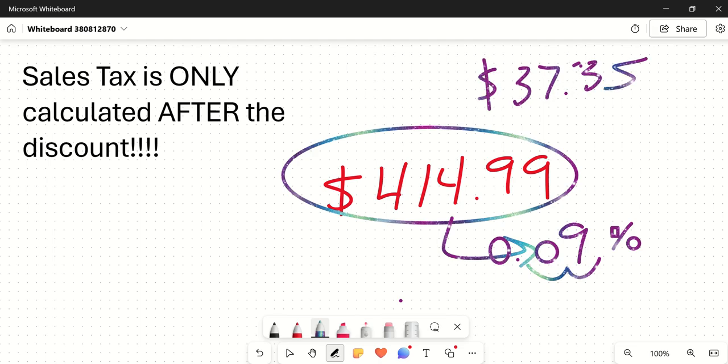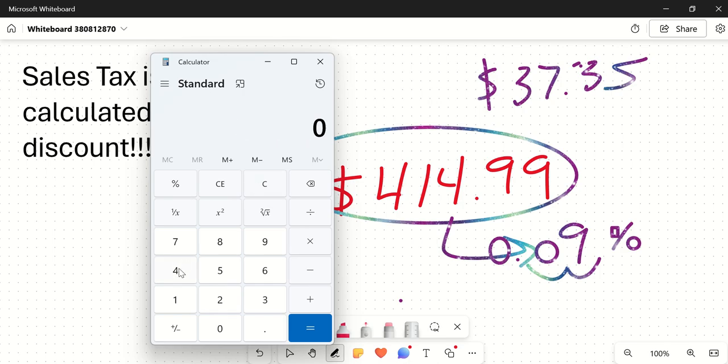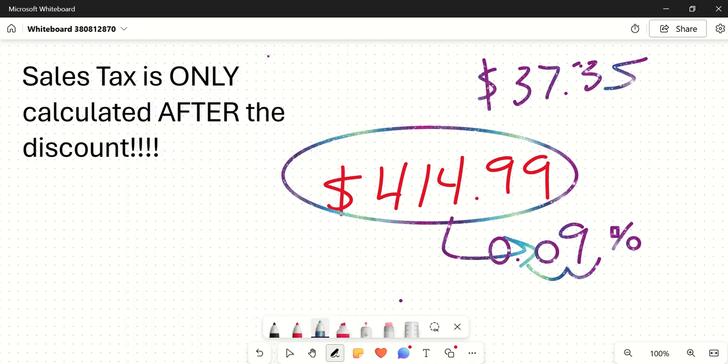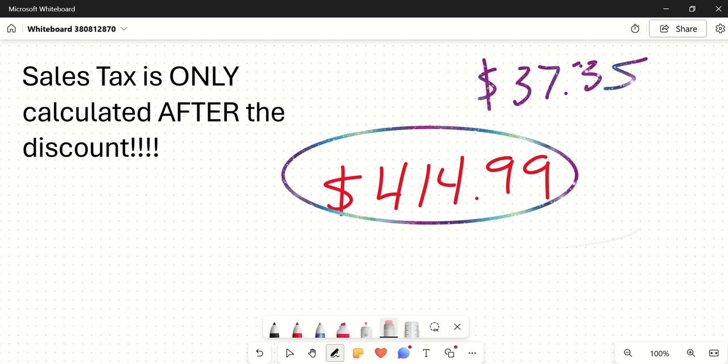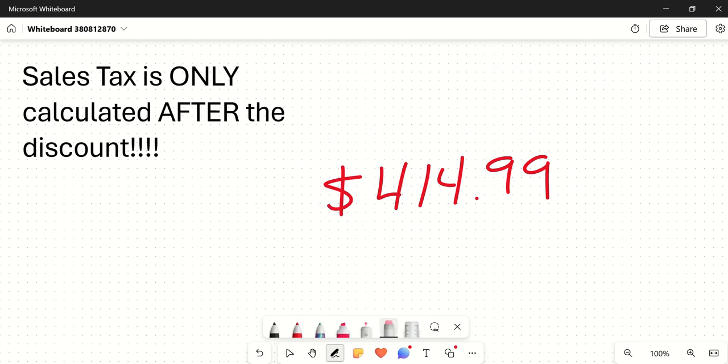Then I just add it to the 414.99 plus 37.35 gives me this. So I'm paying, if this sale was for real, and I'm paying it here with the sales tax, $452.34. Now, that's me finding the sales tax and then adding it to it. Let's not do that. Watch what happens when I do this. So I found my discounted rate, yes? That's my discounted rate. Now I need to pay 9% sales tax. Told you guys the rule.